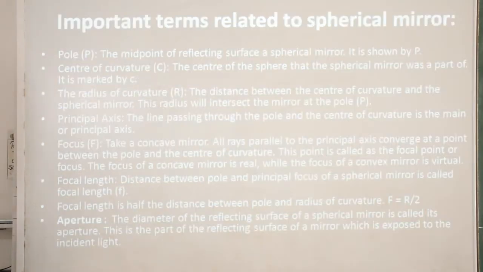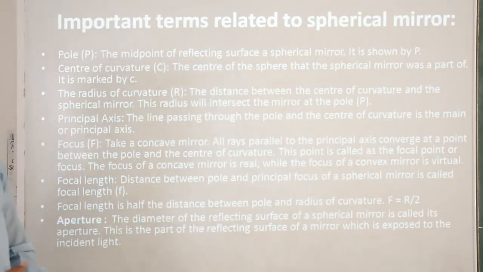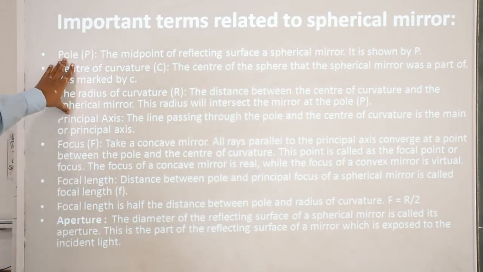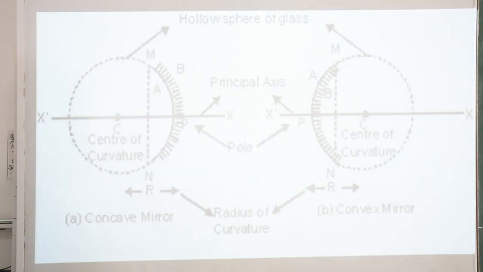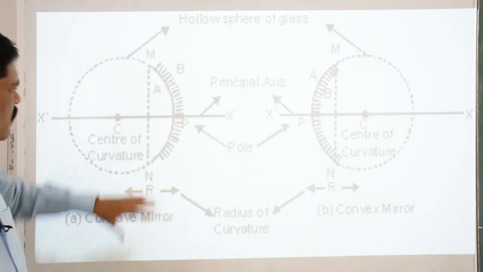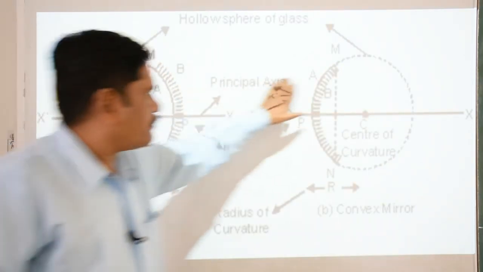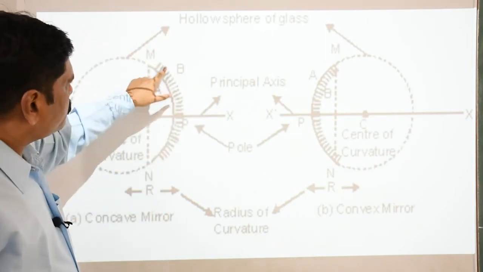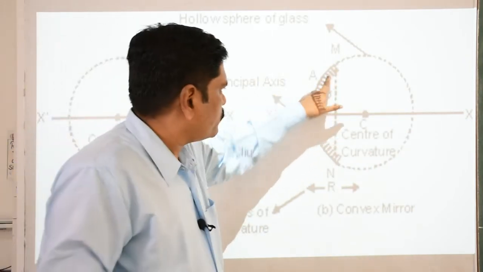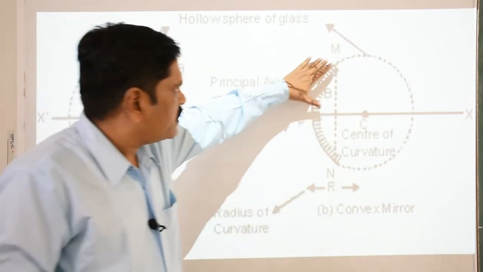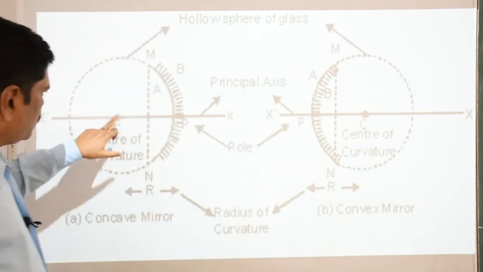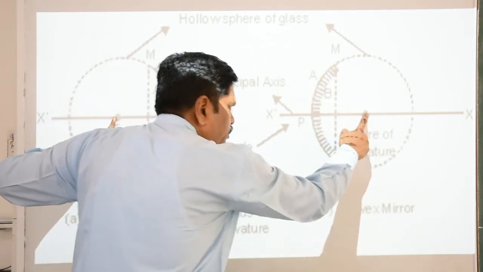Clear? Now here we are going to discuss the important terms related to spherical mirrors. So first of all, the pole. First of all, just consider these two diagrams. See that these are the spherical surfaces. This one is polished from outside, this is polished from the inner side. So this is a convex mirror, this is a concave mirror. Clear? This is the center of curvature.